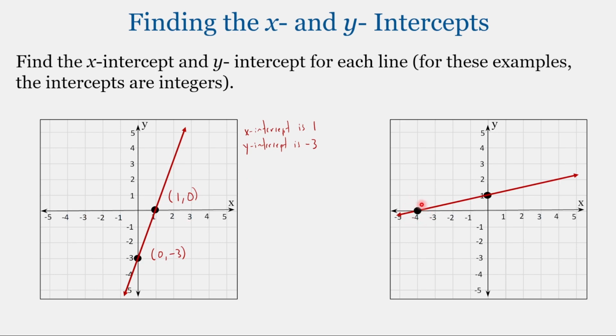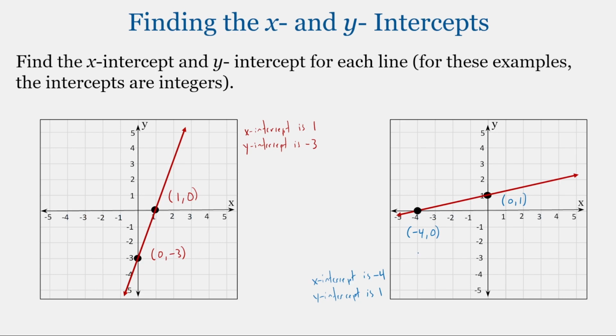With this second problem, we have an x-intercept of negative 4. So this is the ordered pair negative 4, 0. Or we can write that the x-intercept is negative 4. And then our y-intercept is 1, and that's the ordered pair 0, 1. Or we can write the y-intercept is 1.